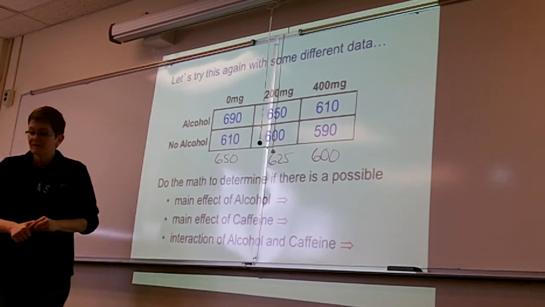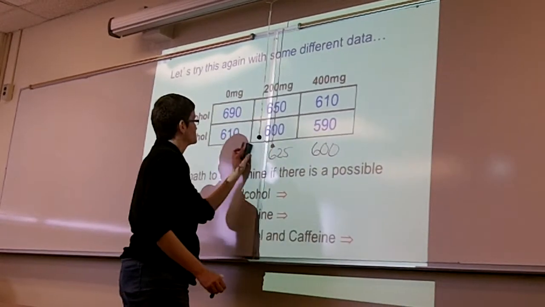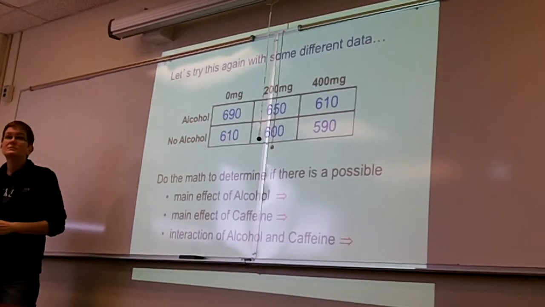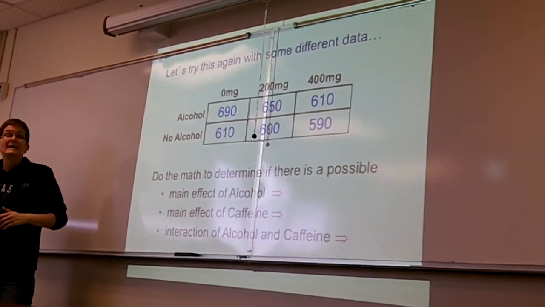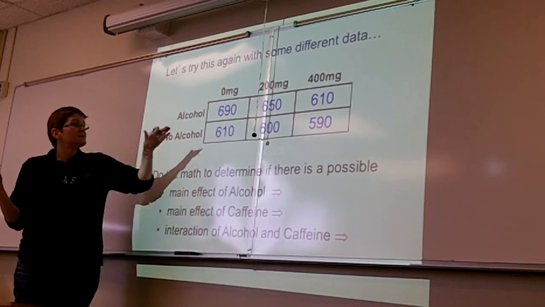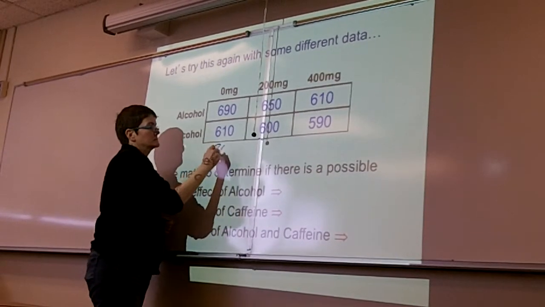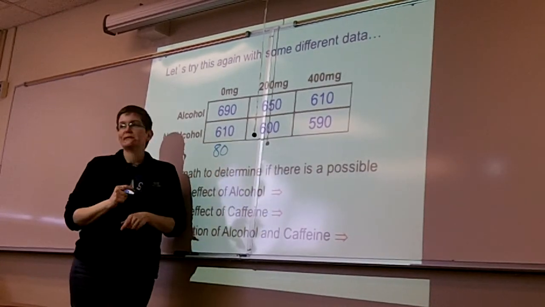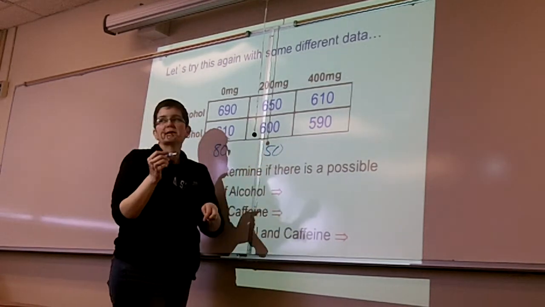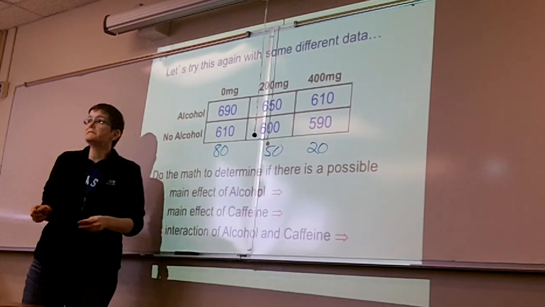Okay, what about the interaction? Now I'm going to do that subtraction thing, where I subtract one level from another. Easiest way to do it, again, is to subtract no alcohol from alcohol. So what's 690 minus 610? What about 650 minus 600? 50. Okay. And what about 610 minus 590? 20. Okay, so now these numbers are different.